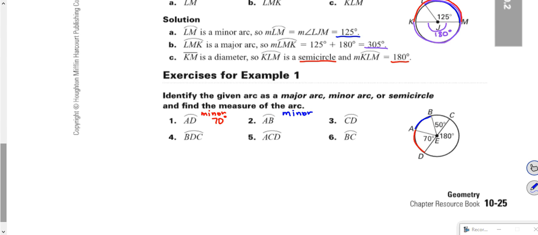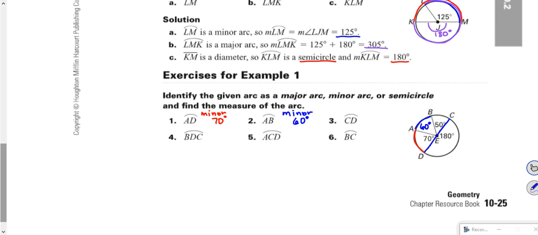Well, it looks like CD is the diameter. So if AD is 70 and BC is 50, 70 and 50 is 120. That has to add up to 180. So this would have to be 60. Okay. I hope that makes sense.